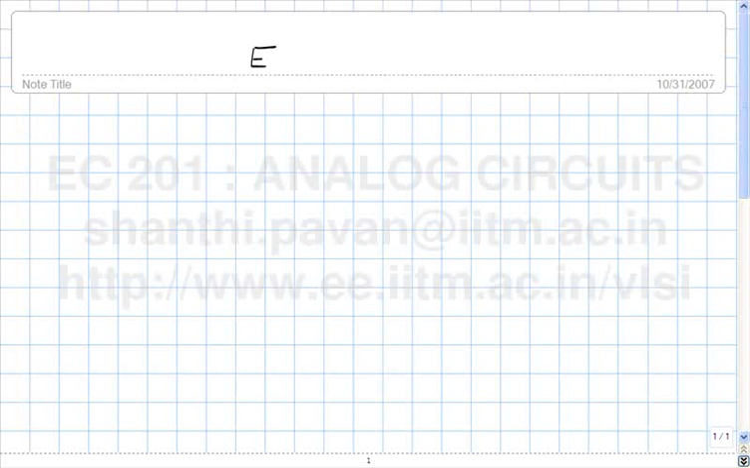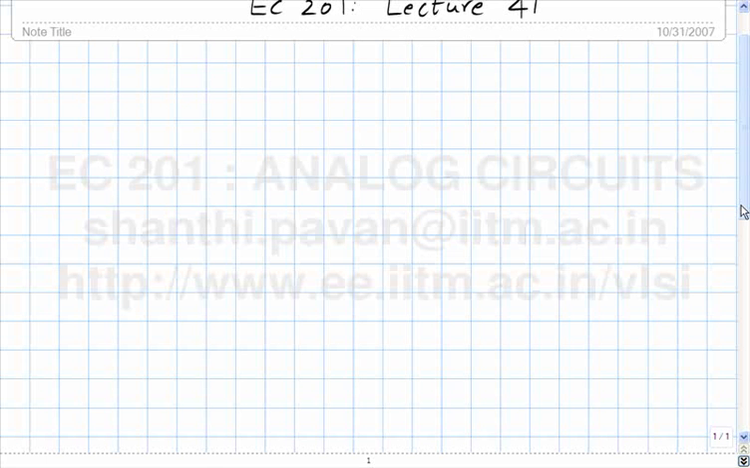This is EC 201, lecture 41. In the last class we looked at the frequency response of the common source amplifier and the common drain amplifier. One small thing I wish to point out with respect to the common drain amplifier is the following.